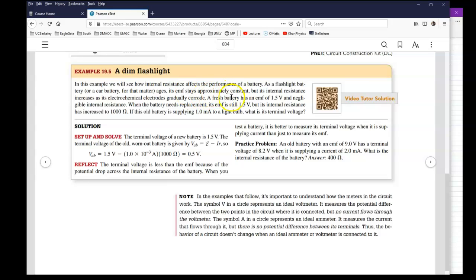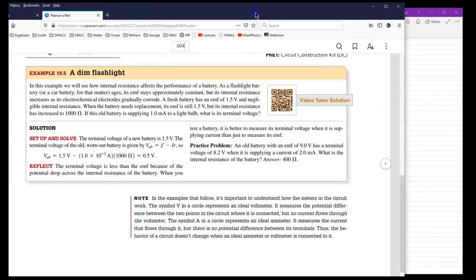Anyway, okay, a fresh battery has an EMF of 1.5 volt, got it? And negligible internal resistance. When the battery needs replacement, its EMF is still 1.5, but its internal resistance has increased to 1000 ohm. This is the little r. You see what I'm saying? This is the little r right there. Okay, if this old battery is supplying 1 milliamp, this is I, to the light bulb, what is the terminal voltage? I hope you think it's a simple problem. I don't think it's a difficult one.